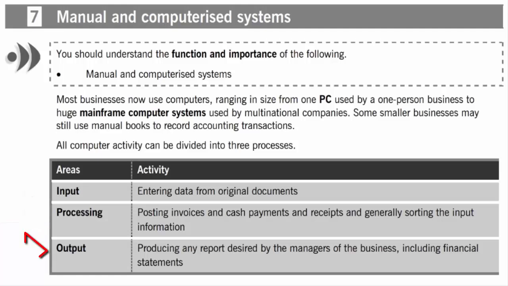Step 3, output. Finally, we need the result. We need a report, a summary, or a statement. This is called output. Examples include a profit and loss statement, a balance sheet, a list of customers who still owe you money. So remember, class, input is what we give the system, processing is what the system does, and output is what we get back.